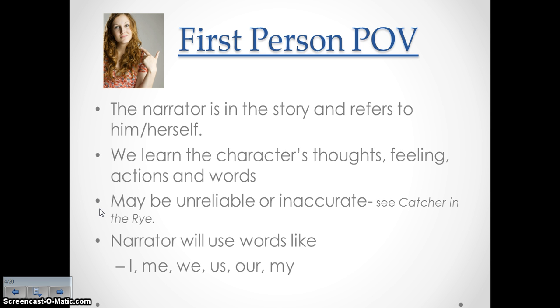If you read Catcher in the Rye, Holden Caulfield is a classic example of an unreliable narrator using first person point of view. We only get to see his side of the story, and sometimes the story can be skewed. A dead giveaway though, you guys, is that for first person point of view, they're going to be using words like I, me, we, us, our, or my. So those are classic words right there that are going to alert you that it's first person point of view.